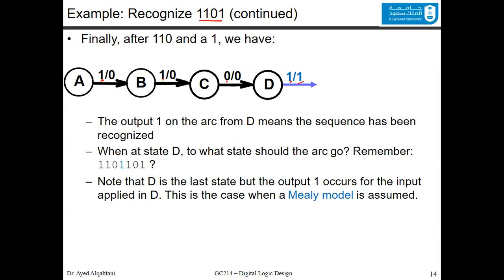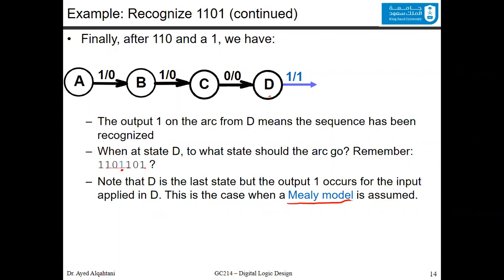Now, after this, you ask yourself, when we are at state D, to what state should the arc go? This arc cannot be floating. It has to start from a present state and end up with a next state. So which one should we go to? Also, don't forget that we are allowing the overlap. Not that D is the last state, but the output 1 occurs for the input applied in D. This is the case when a Mealy model is assumed. So if we are doing a Mealy model, this is the way we build it.